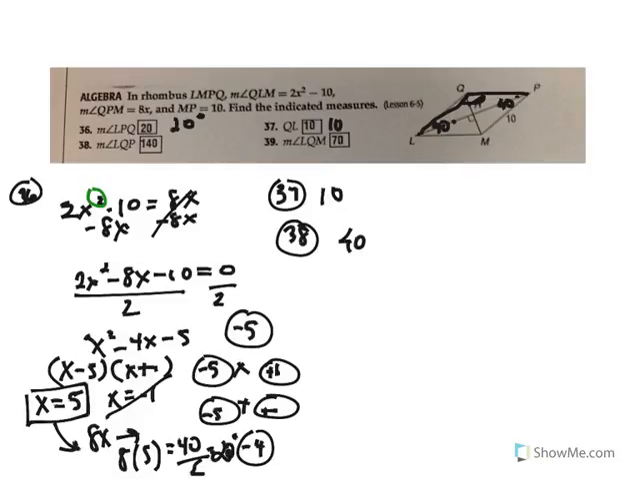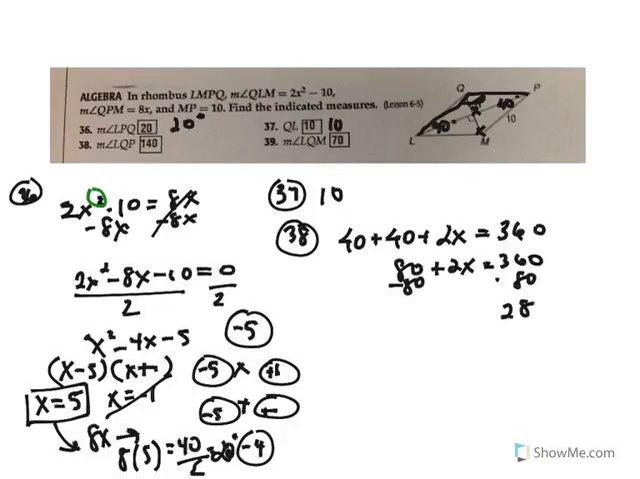360 degrees. So I do 40 plus 40 plus, this one here is x, opposite angles are congruent, this one is x, 2x equals 360. I get 80 here plus 2x equals 360 minus 80 minus 80. I get 280 here divided by 2. X equals 140. I put that over here.